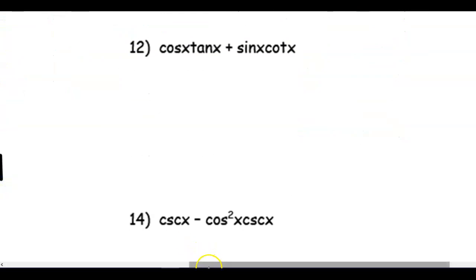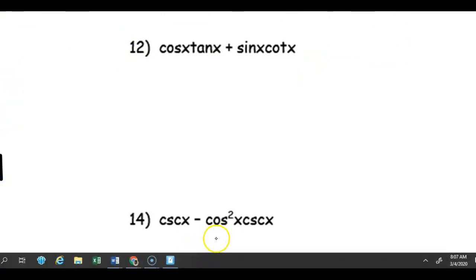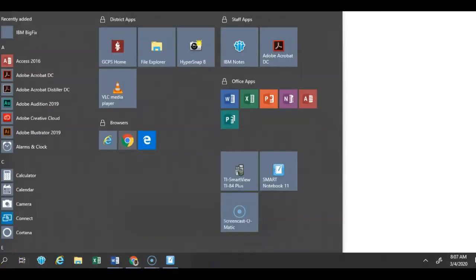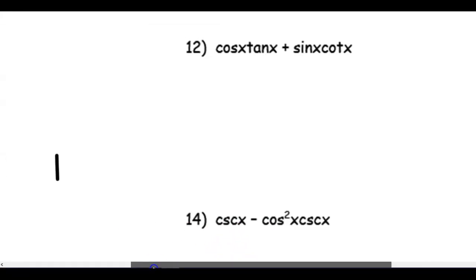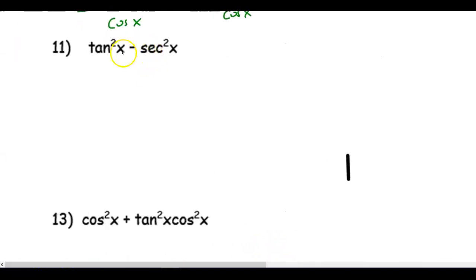Alright, number 11. Just hit a button, Morty. Give me a beat. Oh man, okay.